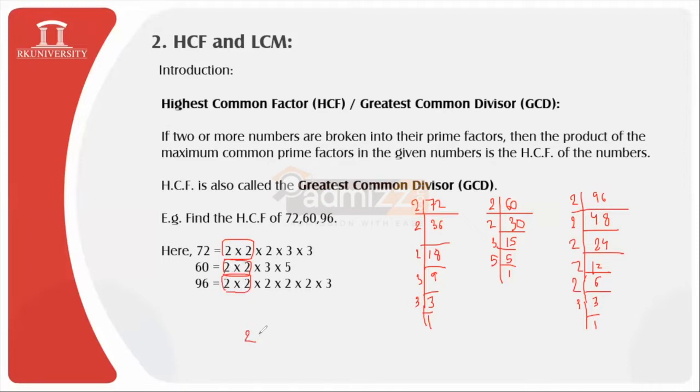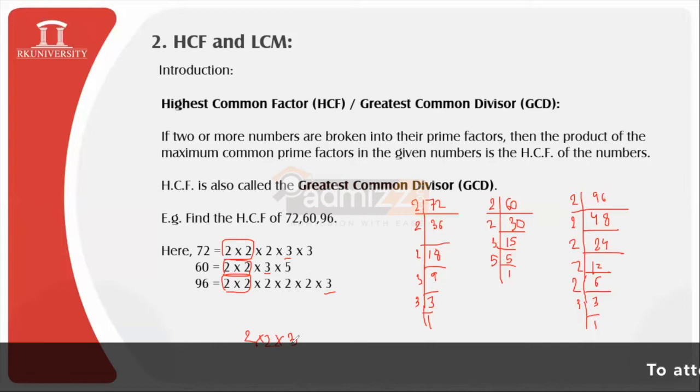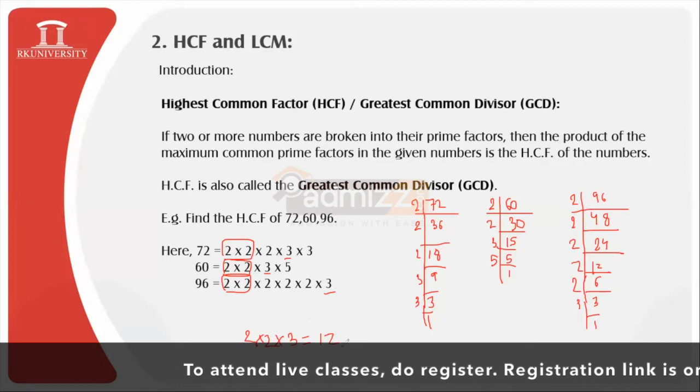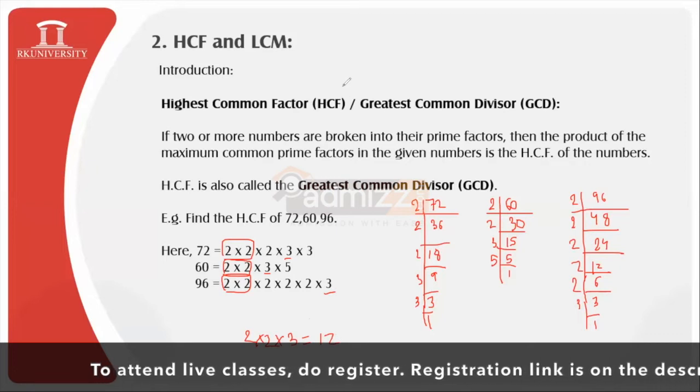Also, we need to check for other numbers. 3 is available in each of the given numbers, so I will write 3 here. Since 5 is available only once, I will not include 5. So my final answer turns out to be 2 into 2 into 3, that is 12. So the answer to the given question is 12.